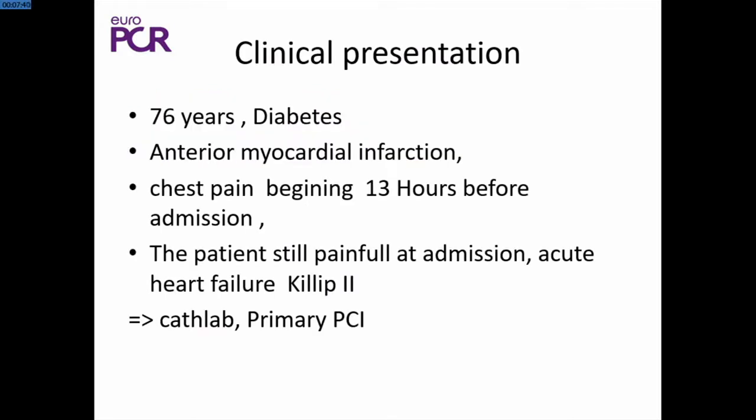So it was a classic case. My patient is 76 years old. He has diabetes. He was admitted to our hospital because of an anterior myocardial infarction. At admission, the patient still had pain, and he also had an acute heart failure, Killip 2. So we decided to do a primary PCI.